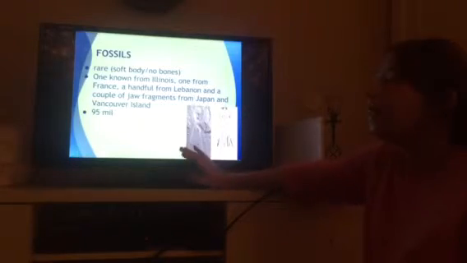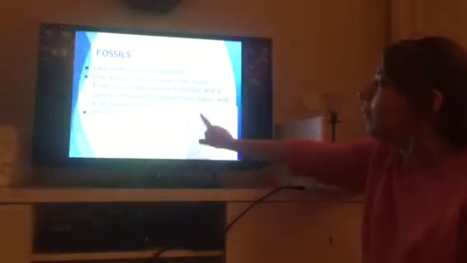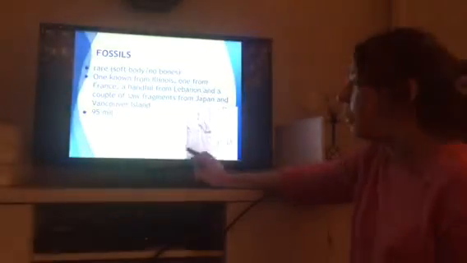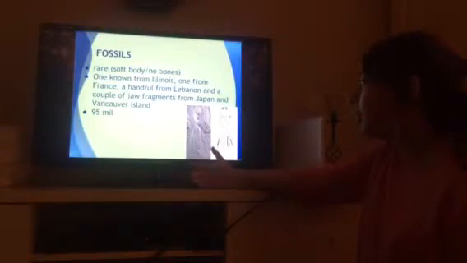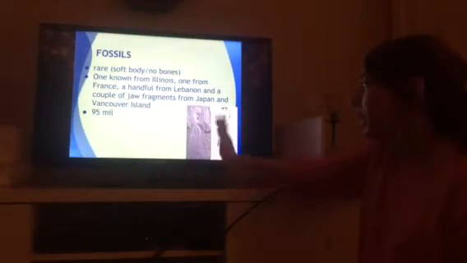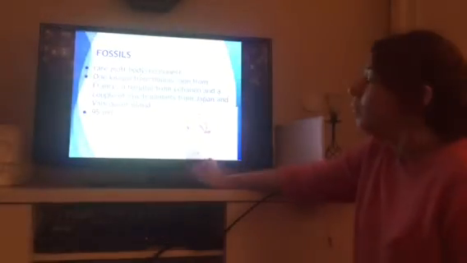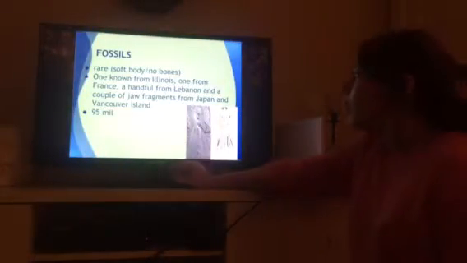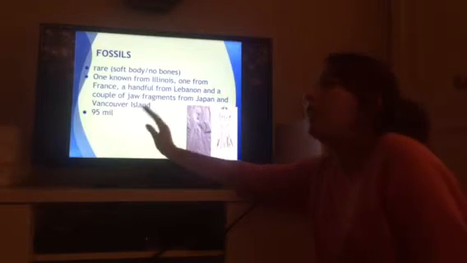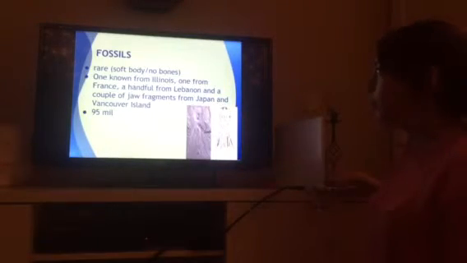As you can see, it's not very defined because it doesn't have any bones, but you can definitely see the shape, and if you compare it side by side to a diagram of the Octopus vulgaris, you can see that it's very obviously that fossil. And the fossils that we actually have date back to 95 million years ago.